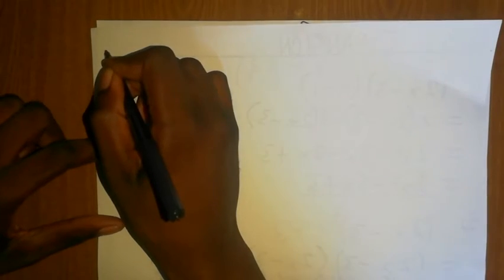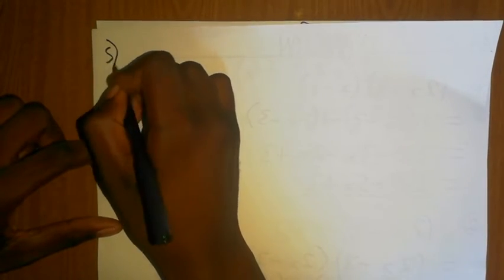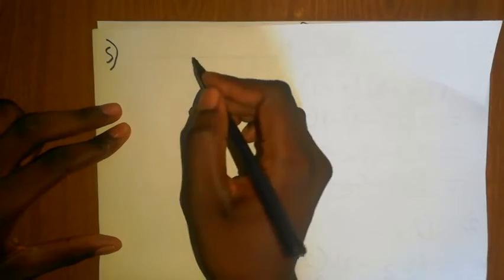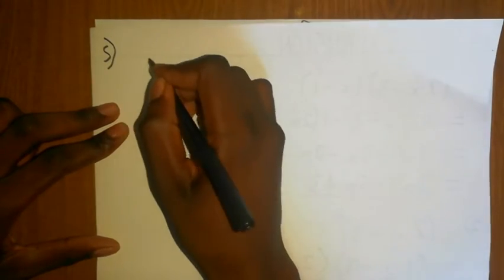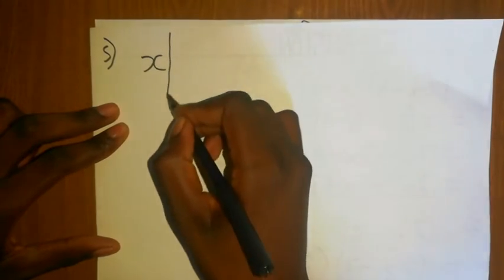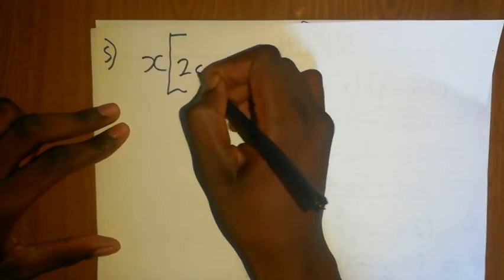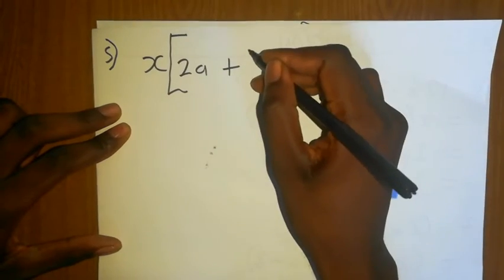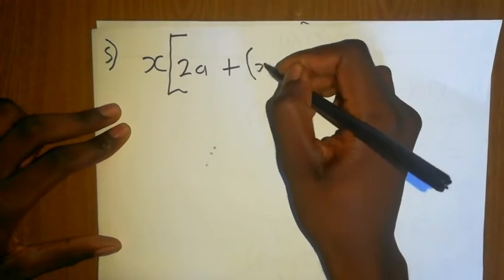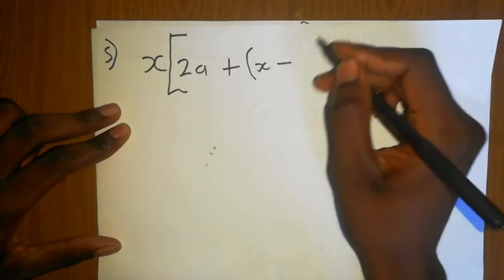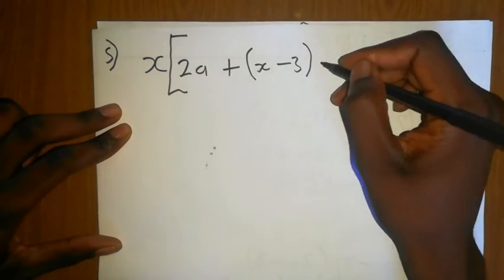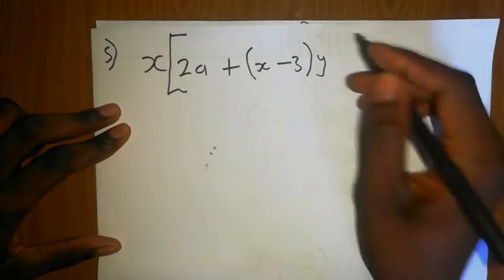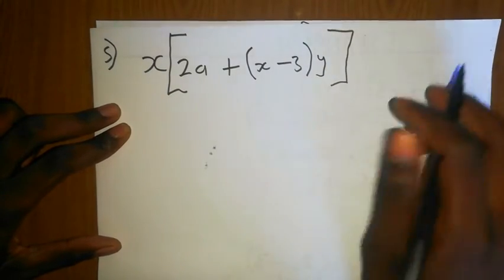Then the last form of expansion that I have here is my number 5. My number 5 is structured like this. I'm going to have remove brackets and simplify. For instance, here outside I'm going to put my x, then square bracket 2a plus my open bracket x minus 3, then I'll close my bracket. Here I'm going to put my y, then I'll close that larger square bracket.